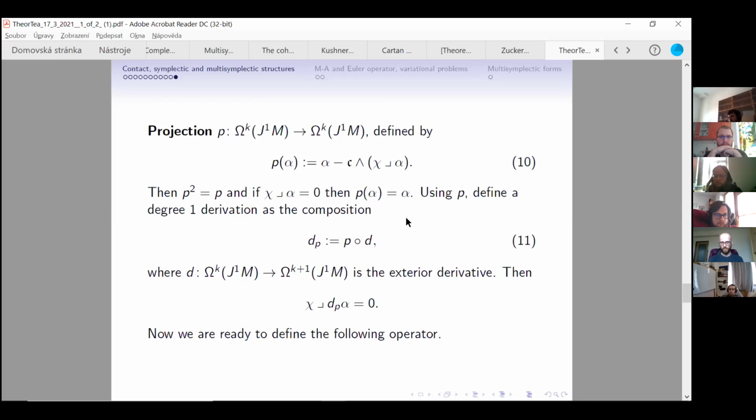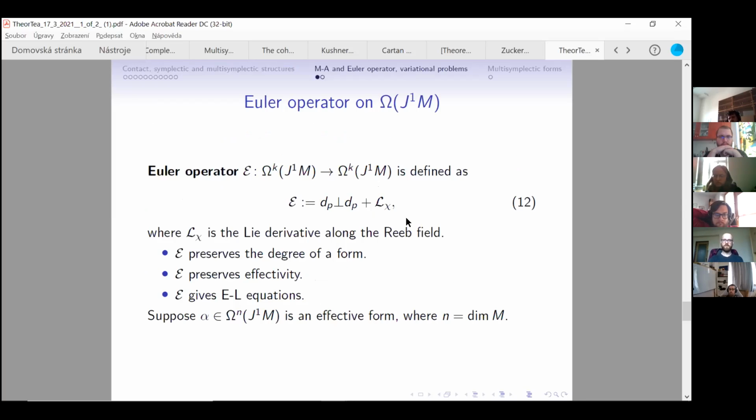Okay, and now we are all prepared to define the Euler operator. And it is defined like this: d_p composed with the bottom operator composed with d_p, plus the Lie derivative along the Reeb field. So this is an interesting operator. It's not completely obvious, at least it was not obvious to me, why it is defined in this way. But as a matter of fact, this expression 12 follows from cohomological considerations.